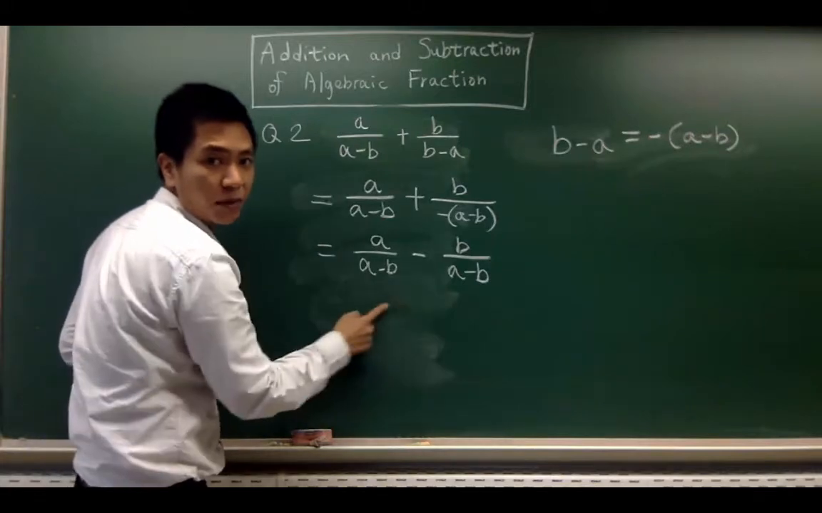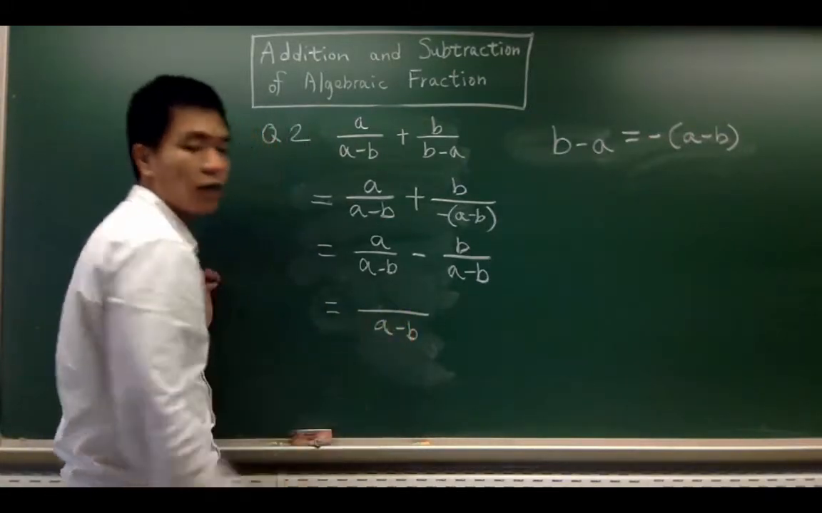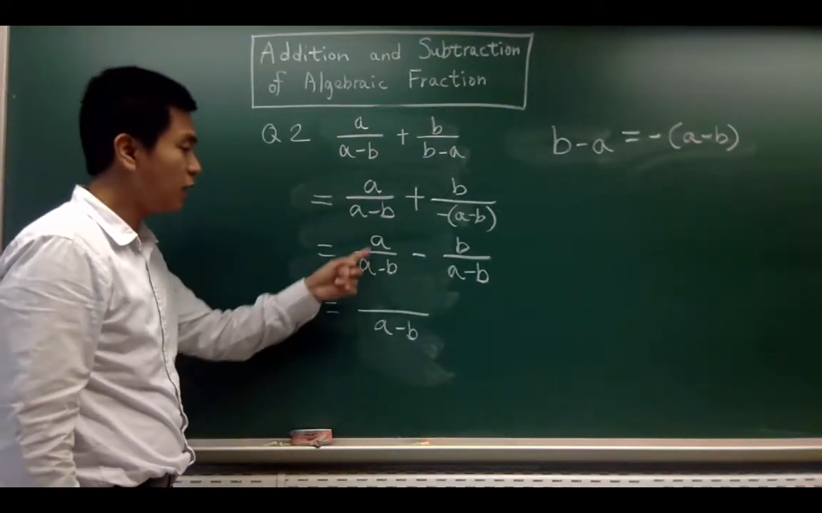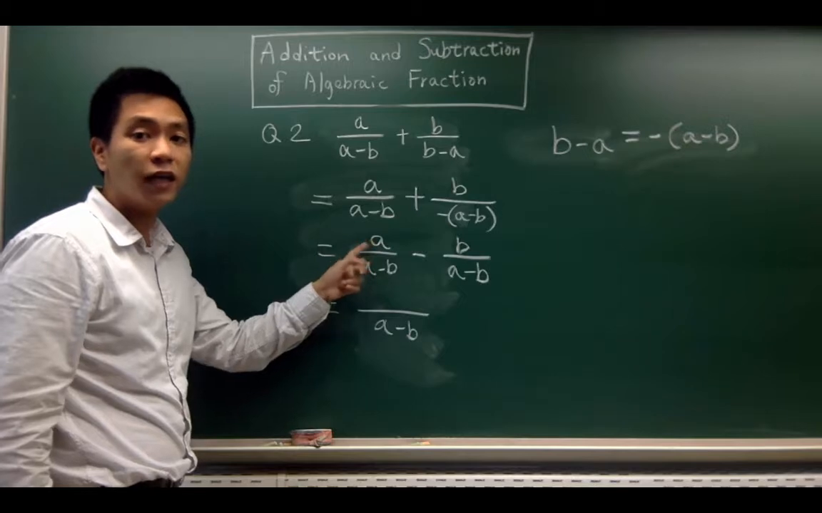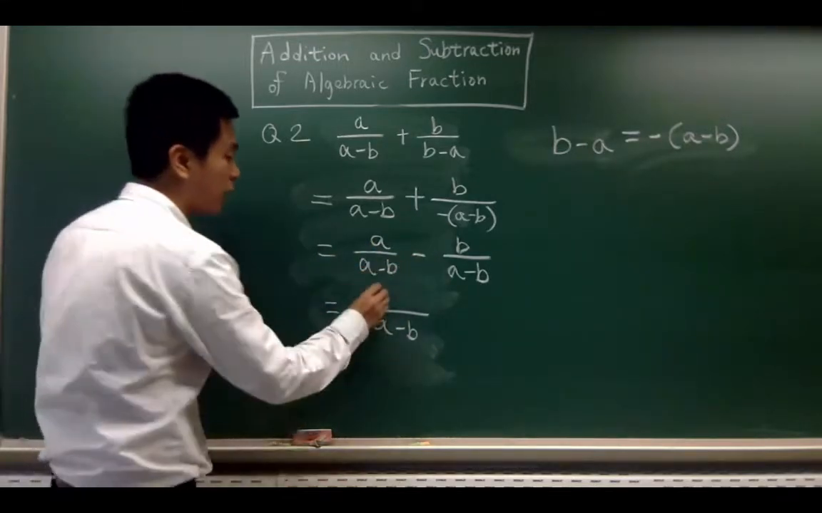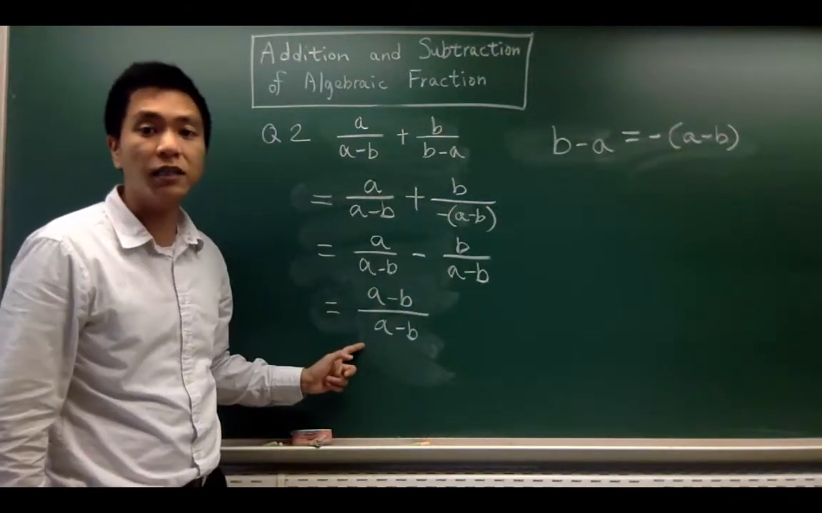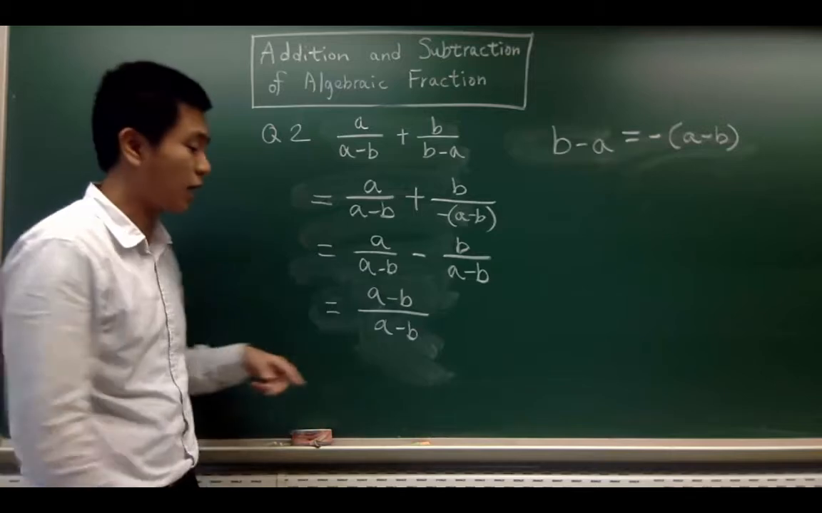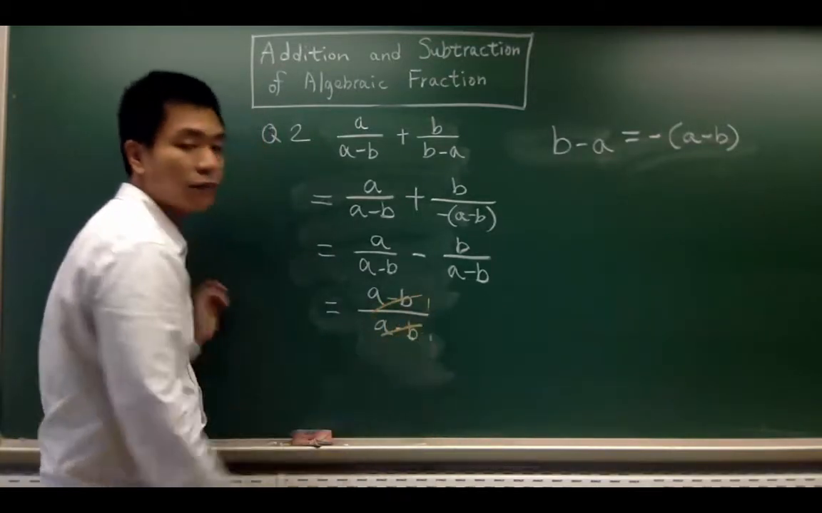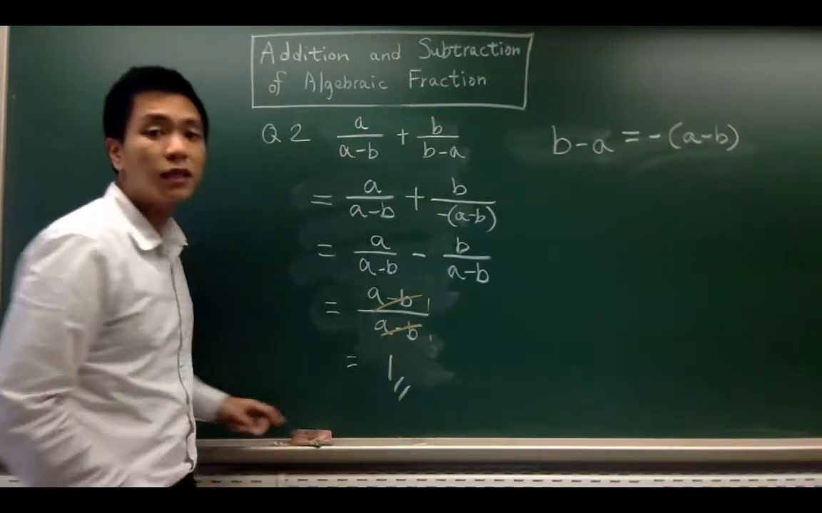And now the denominators are the same. So we can use this as the common denominator, and the numerator is a minus b. So write down a minus b. And this time, the numerator is the same as the denominator, so we can cancel it out. We get 1 over 1, that means equals 1. So 1 is the answer.